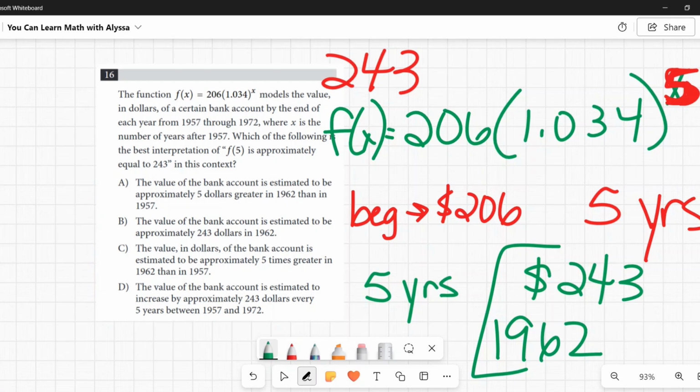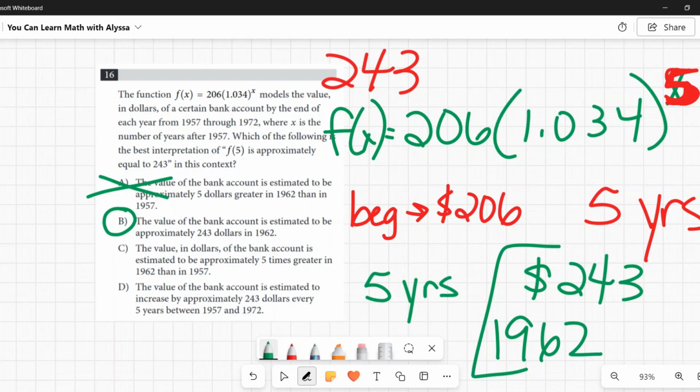The value of the bank account is estimated to be $5 greater in 1962 than 1957. No, because we've said at the beginning it was 206. So A is out. B, the value of the bank account is estimated to be approximately $243 in 1962. Oh, that looks right. That looks right, but let's check the others just to be sure.